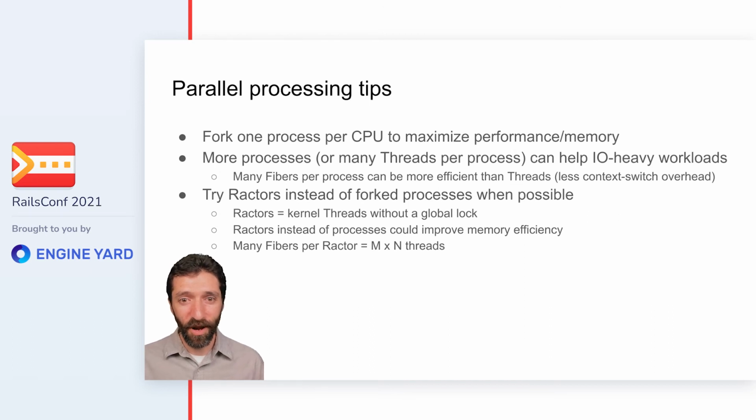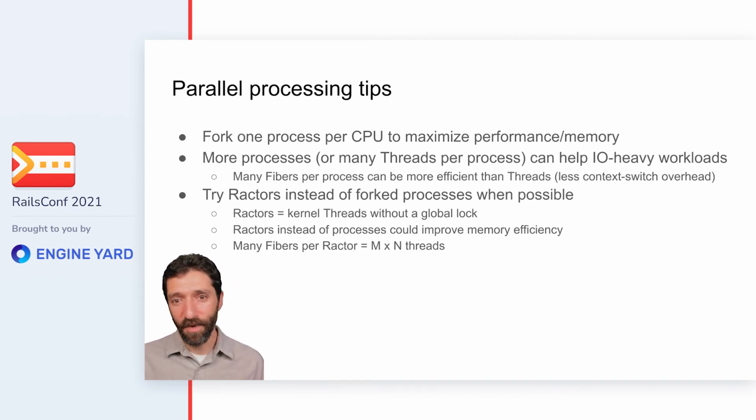For using fork for parallel processing, the big general tip is just to fork one process per CPU to maximize performance and memory usage. This way, each process has a full CPU to itself, and you can theoretically hit 100% utilization with a CPU-heavy workload. However, for I/O-heavy workloads, sometimes even more processes or even multiple threads per process, as we saw in the Puma server, could work even better. Beyond this, running many fibers on a process can even be more efficient than threads because it reduces the OS context switching overhead by handling all the scheduling at the user level.